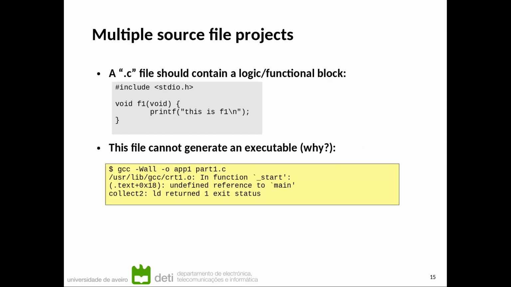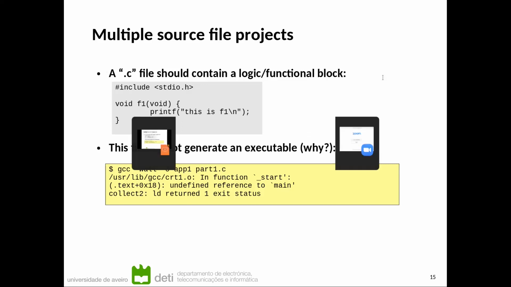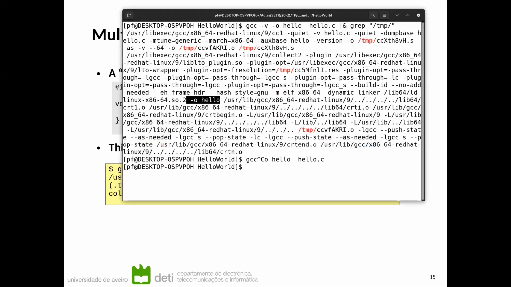Now let's suppose that I have a function, that could be the function that handles the analog to digital converter, for instance, and I want this to be compiled separately. I have a C file with this code, and I want to test this. I can do it with the code that you have.